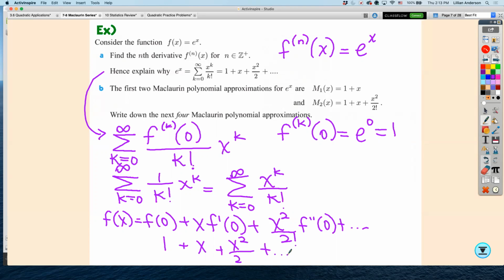Use the formula to get the simplified version of the Maclaurin series. So use that formula, simplify to get that, showing the plugging in of 0 to get 1, plugging in 1 into the formula to get the summation.